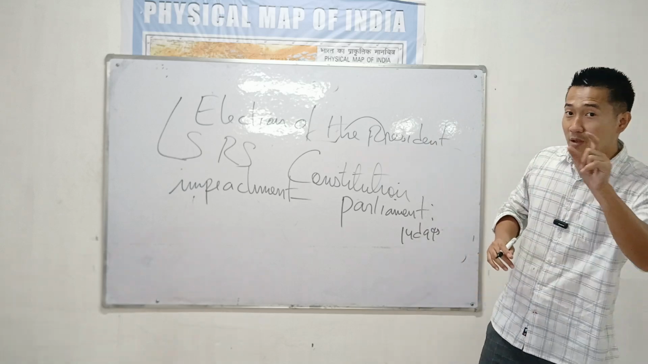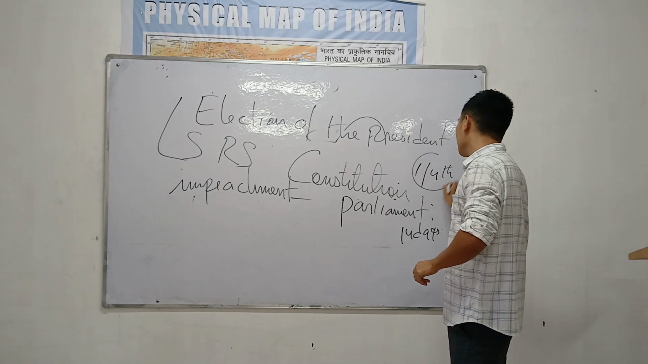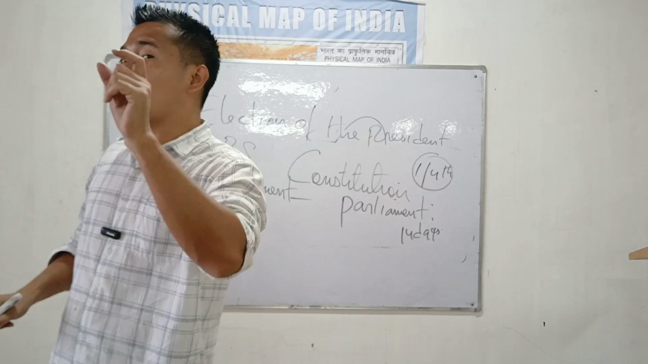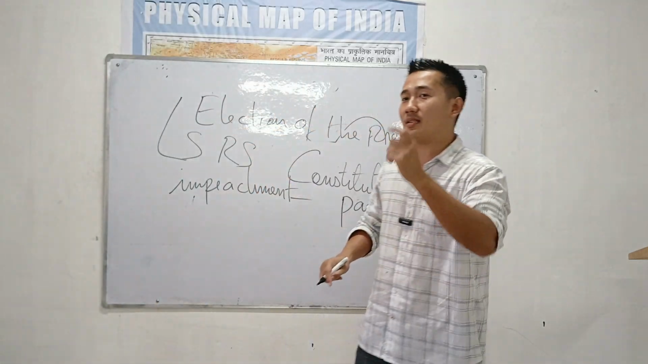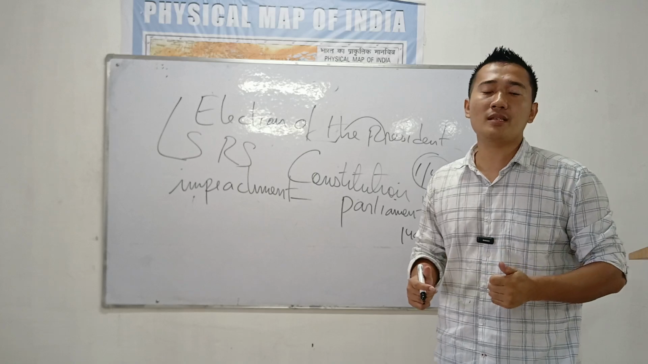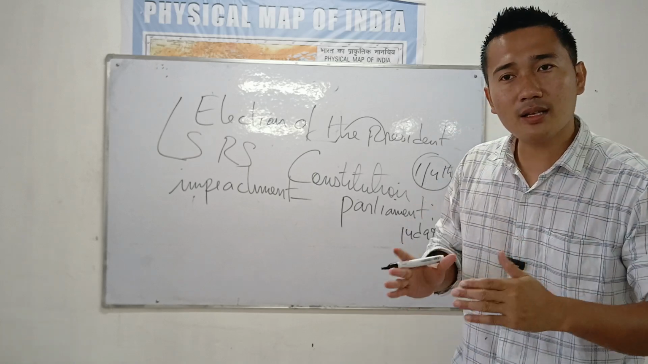However, to introduce the impeachment proceeding, you need the support of 1/4. This is very important. Often asked in PSC. You want to remove the President, but if you don't have the support of 1/4, you cannot. For example, in Rajya Sabha, you have 250 members. So 1/4 means at least 60 to 70 members should say yes. Only then you will introduce.